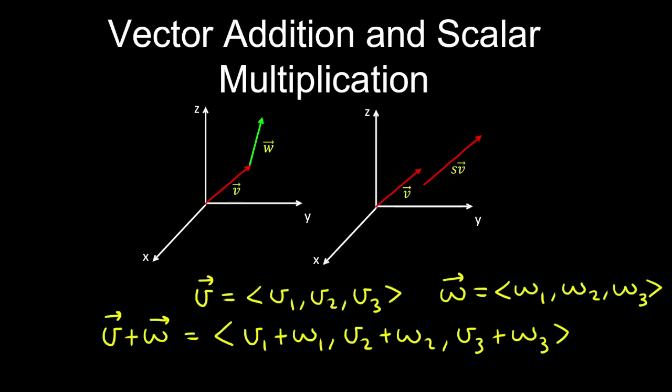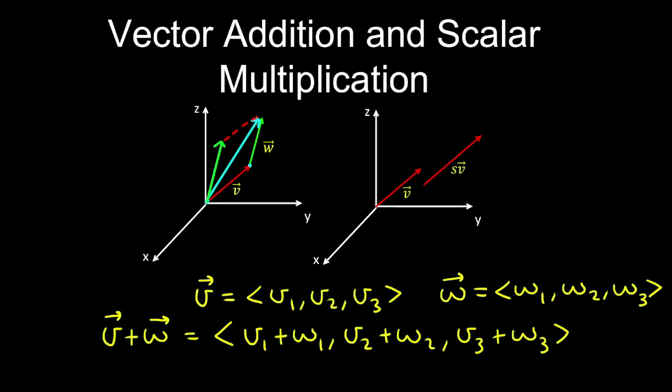Now we can interpret this graphically. So given a vector v and w, we can put the tail of w at the head of vector v, and the resultant vector v plus w is drawn from the tail of v to the head of w. So this is the head to tail method, and we can observe a similar result using the parallelogram law. So if we put the tail of the vectors together, so we put the tail of w at the tail of v, then these two vectors form a parallelogram.